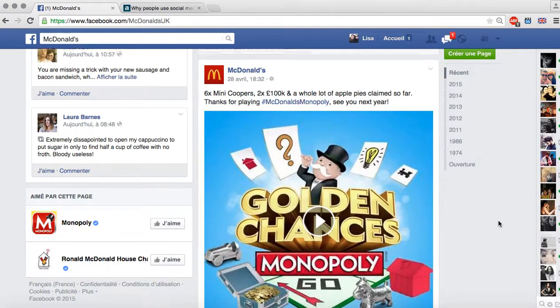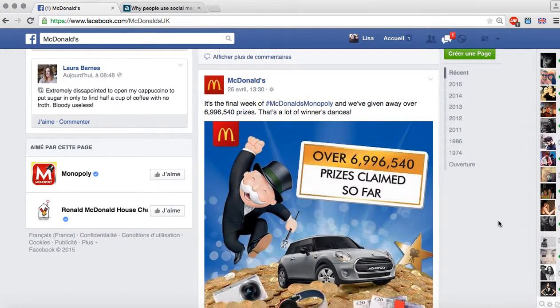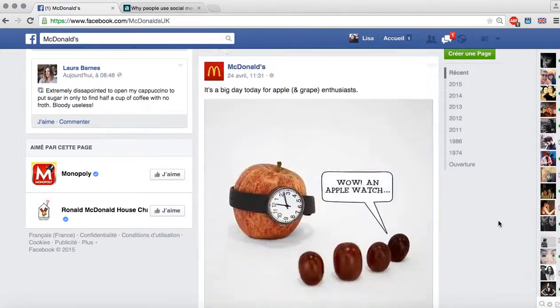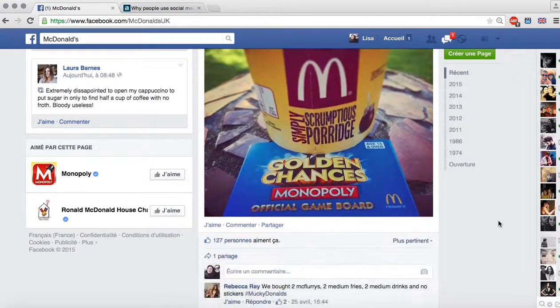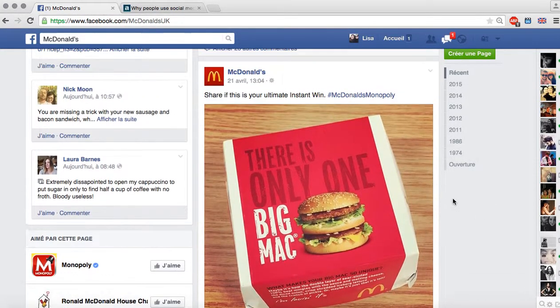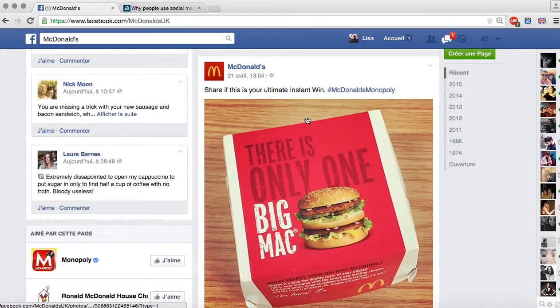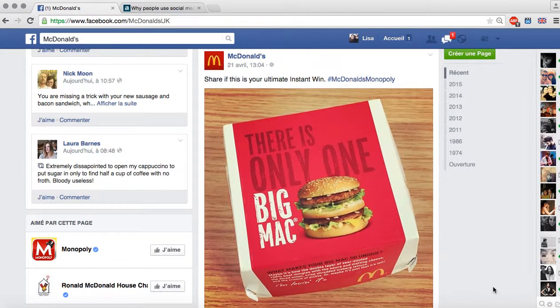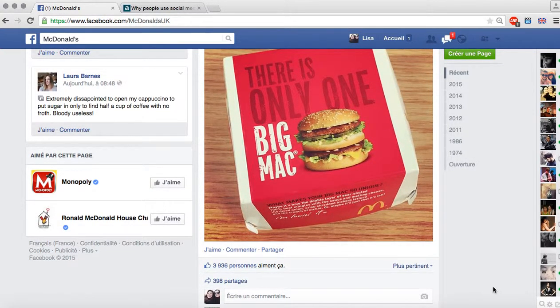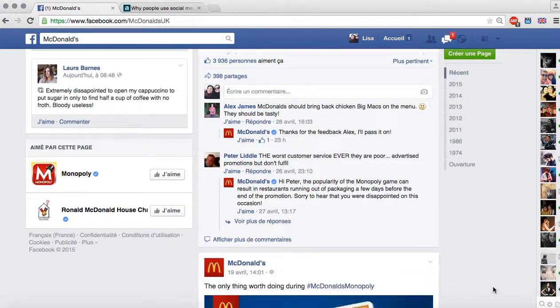So this game leads to social interaction, and it's a way for people to interact and to communicate with other people. Here, you can see a post where it's written, "Share if this is your ultimate instant win. Attack McDonald's Monopoly." So here, the McDonald's Facebook page just says to people to share the content and to make an interaction with other people.